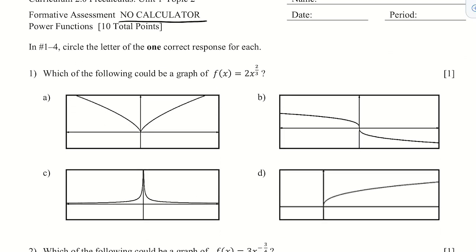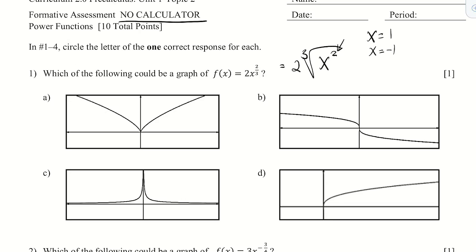It says, which of the following could be the graph of f of x is equal to 2x to the 2/3 power. Now, a couple things to note. We can actually rewrite this as the cube root of x squared. If we plug in, let's say, x is equal to -1, we know that when we square something, we're always going to get a positive value.